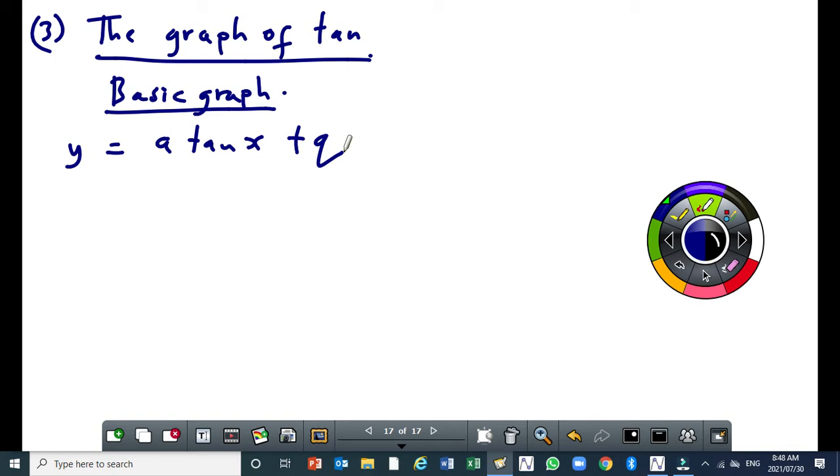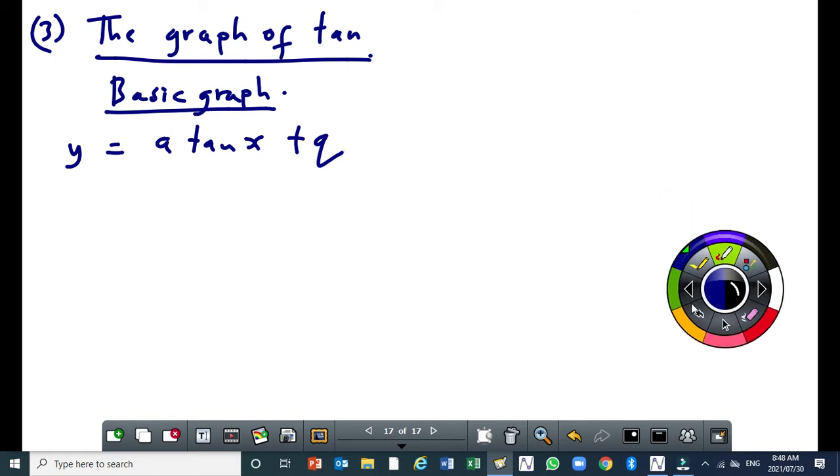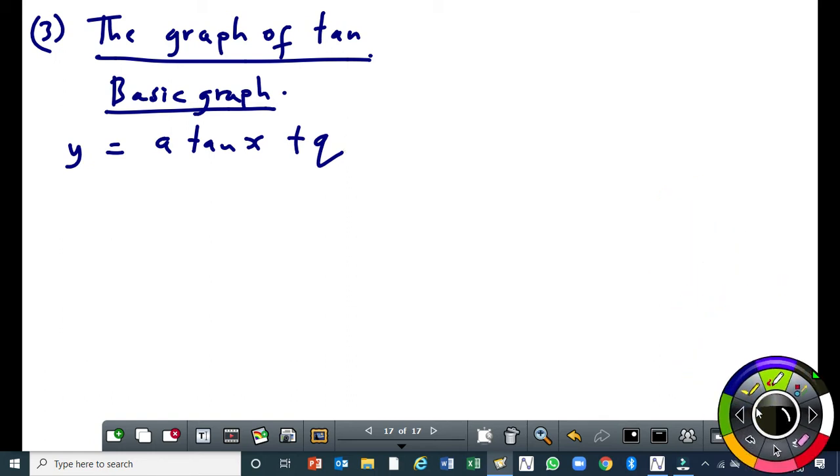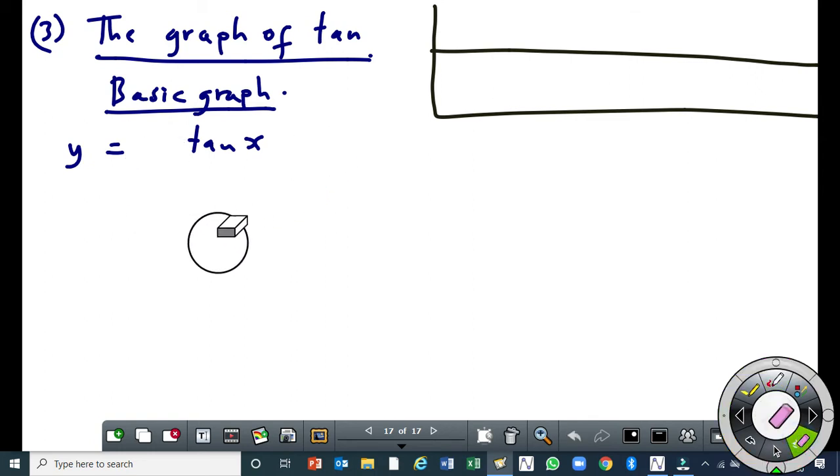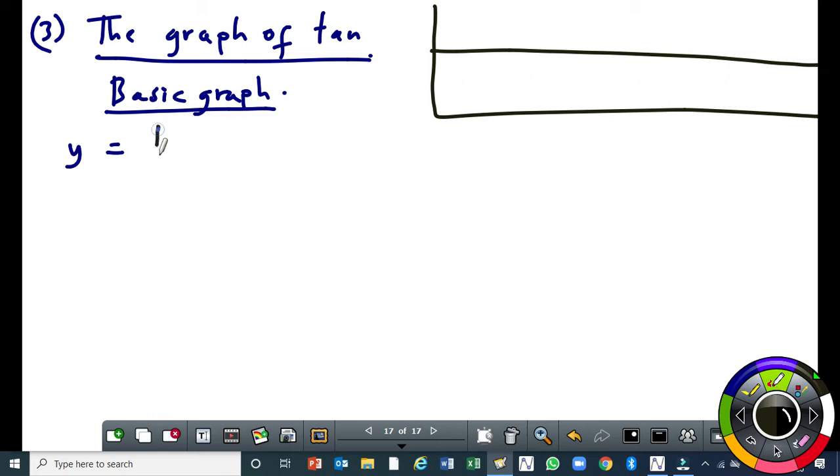So let me just do a table of values quickly. I'll do it here at the top. Oh, sorry, don't put the Q. Sorry, don't put the Q, don't put the A. Please don't put that, because we're talking about the basic graph. I'll talk about the general equation maybe in the next lesson. So it's y equals tan x. That's the one that I'm talking about.